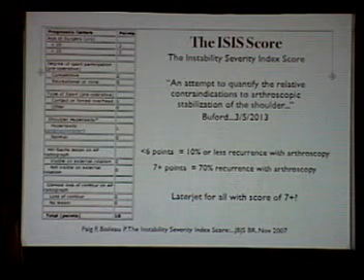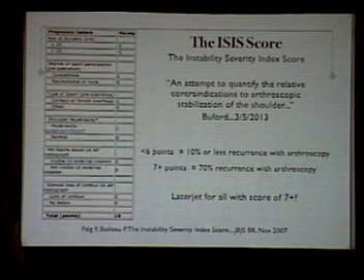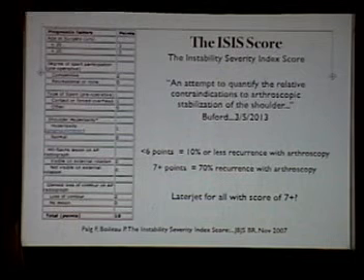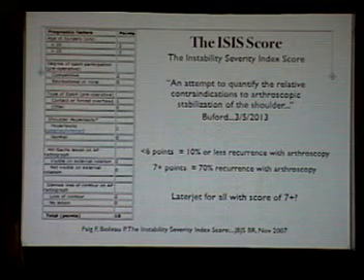The ISIS score was published by Pascal Boileau and one of his colleagues back in 2007. And this was an attempt by Pascal to summarize all of those relative contraindications into one nice scoring system where when you crunch it all down at the end, all you need to look at is is this number 7 or is this number 6? Because if the number is 6 or less, we can proceed with arthroscopic stabilization. If the number is more than 7, then in his series in France, 70% of those patients failed arthroscopy and needed a Latarjet.